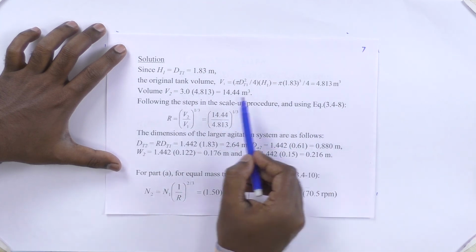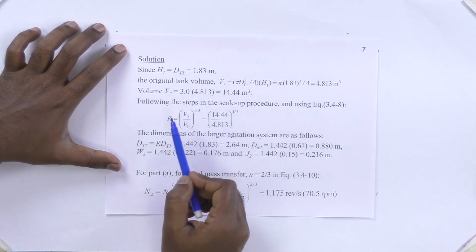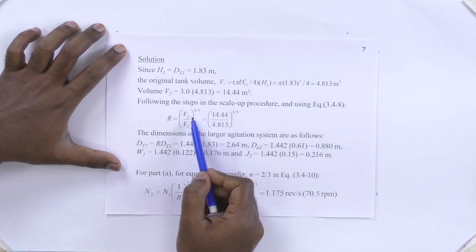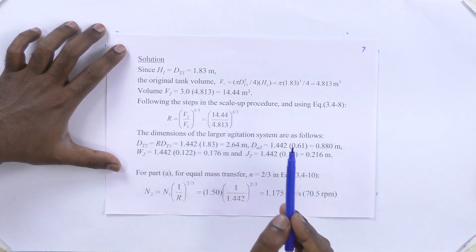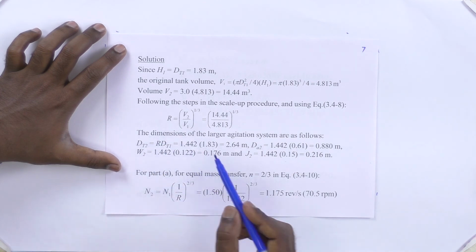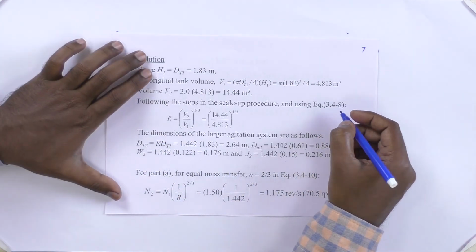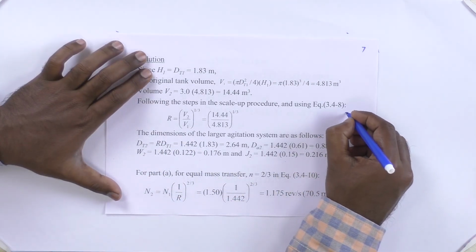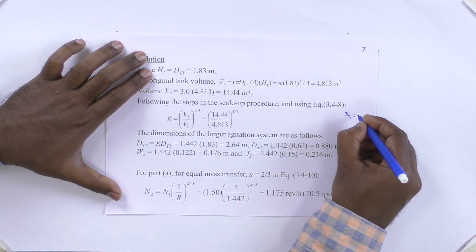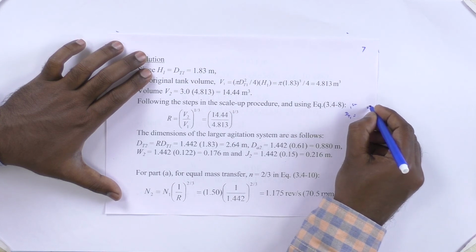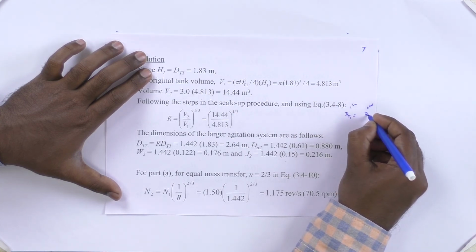So 3 into 4.813, it's going to be 14.44, and R is equal to, this is the formula, (V2 by V1) whole to the power 1 by 3. Then if you divide, you will get 1 by 3. Then what you need to calculate is, you need to prepare a chart at the end. dt1 is equal to, this is the first vessel and this is the second vessel.